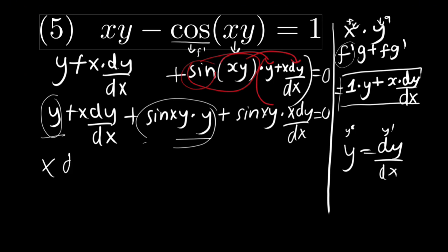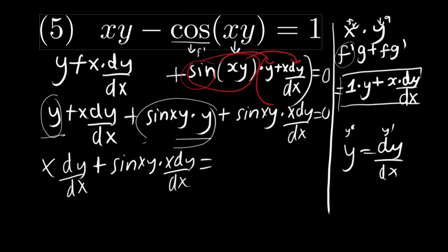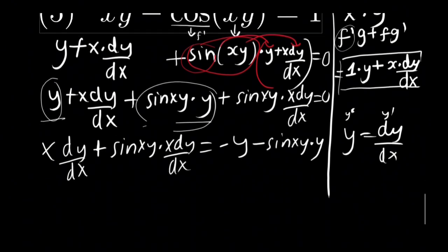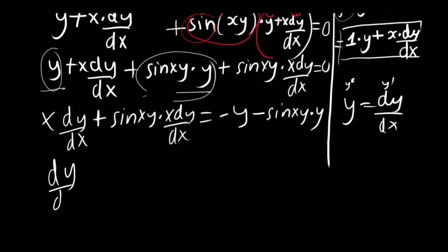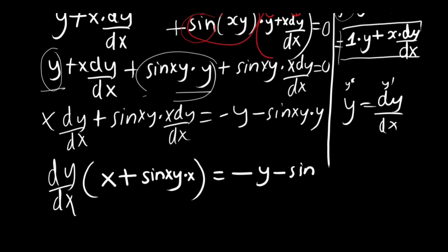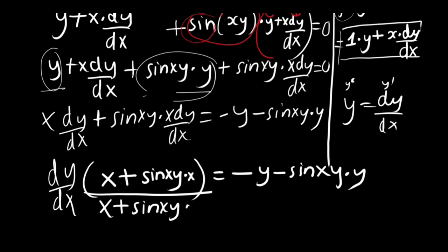Now we'll have here x dy over dx added by sine xy multiplied by x dy over dx is equal to negative y minus sine xy multiplied by y. Now we will find common for dy over dx. We'll take it common, and we will have here x added by sine xy multiplied by x is equal to negative y minus sine xy multiplied by y. So now to get dy over dx, we will divide both sides by x plus sine xy multiplied by x.